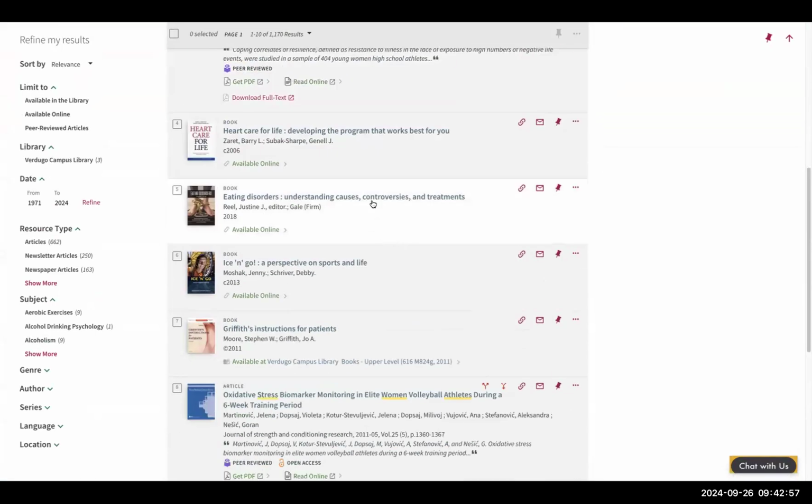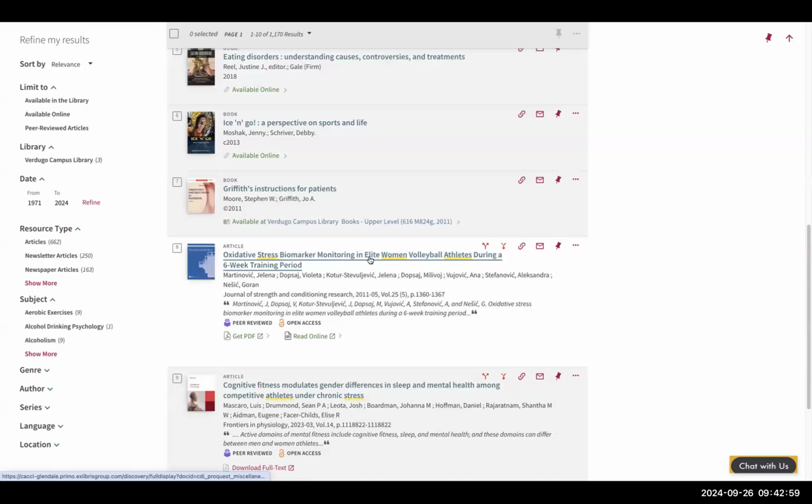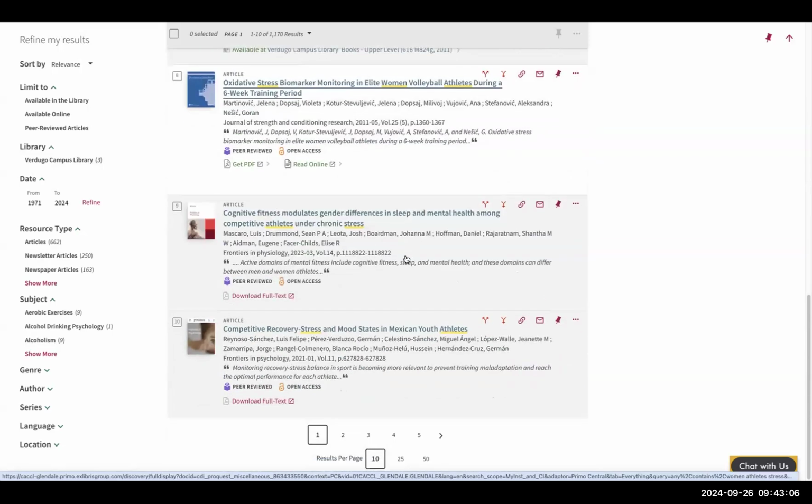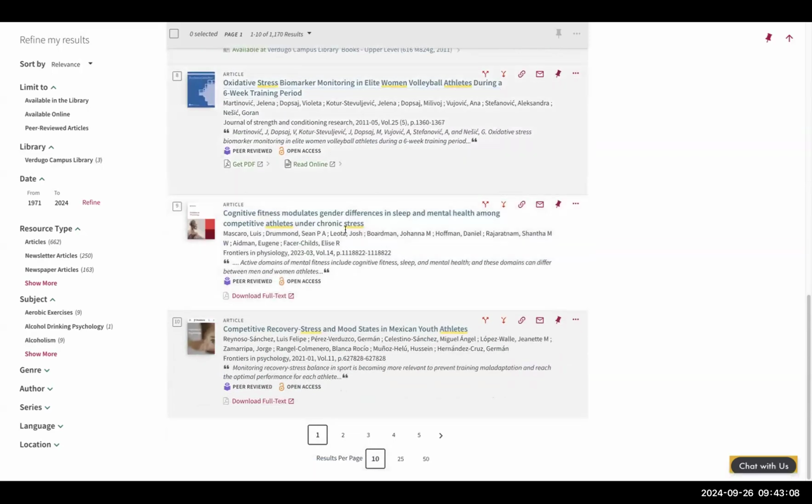Then they've got stuff for eating disorders, right? So this is about elite volleyball players, and then you'd have to see are these people also young or not? There's stress and chronic stress, so as a specific type. This one's also about young athletes, but these are Mexican athletes, right?